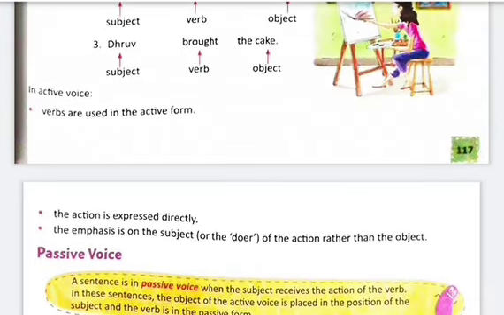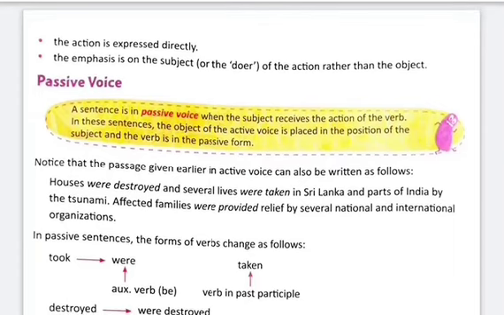Now see the features of active voice. The verbs are used in active form. The action is expressed directly, it is not expressed indirectly. Action is always used directly. Now third point we have to keep in mind: the emphasis is on the subject. The subject is the doer in the sentence in an active voice.